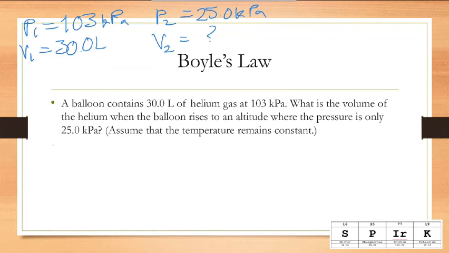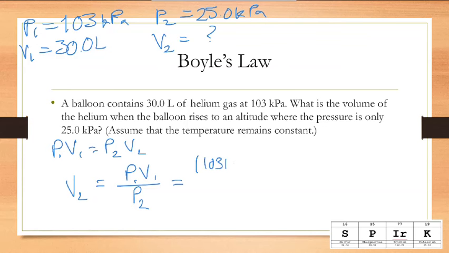So we can set this up. P1 V1 equals P2 V2. And we're solving for V2. So we can rearrange this algebraically and say V2 is equal to P1 V1 over P2. Now we're going to plug in what we know. So we have 103 kPa times 30.0 liters, and that's going to be over P2, which is 25.0 kPa.